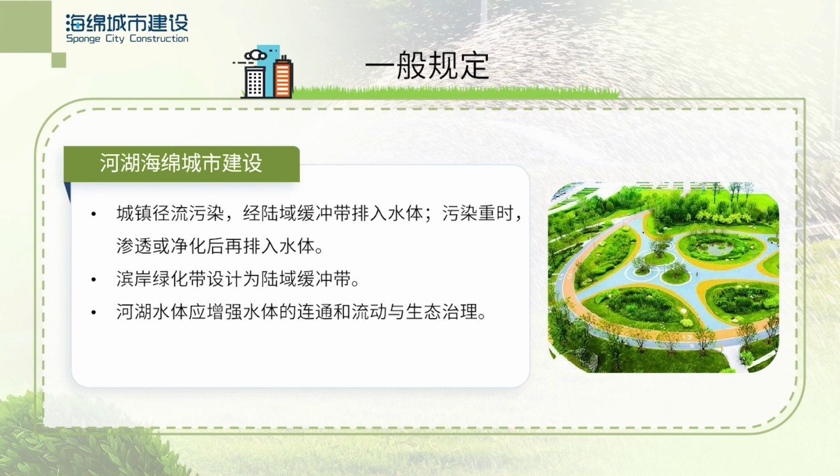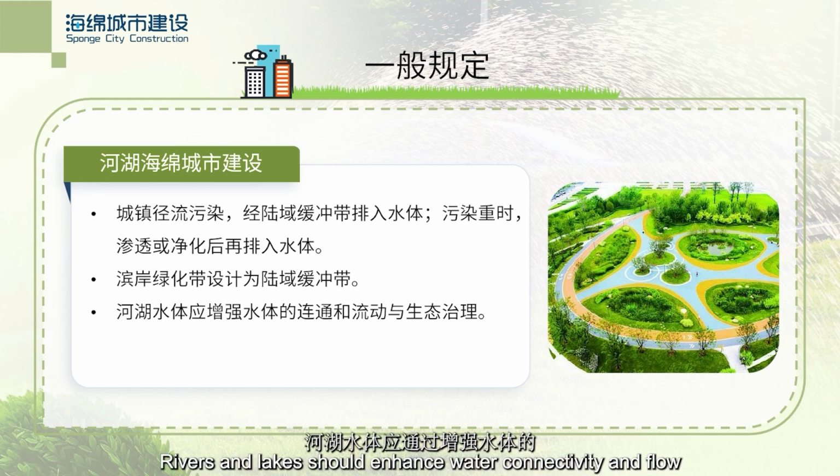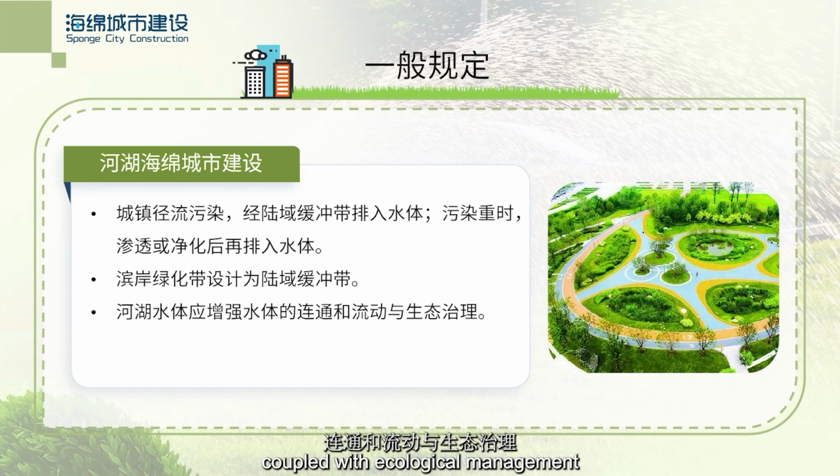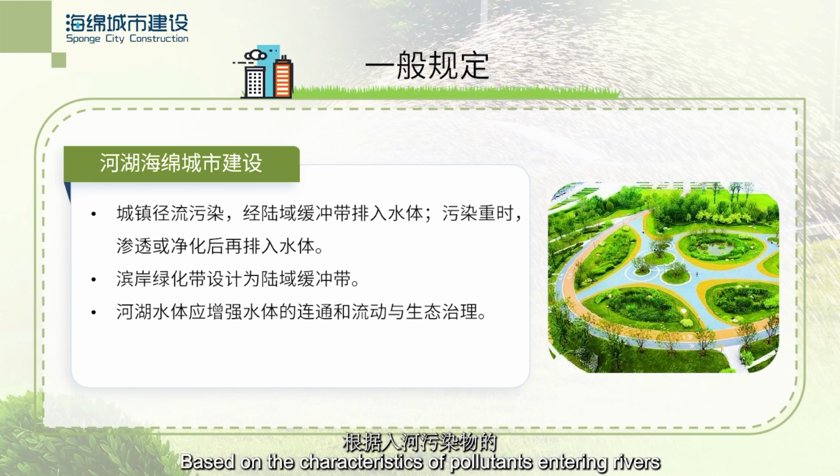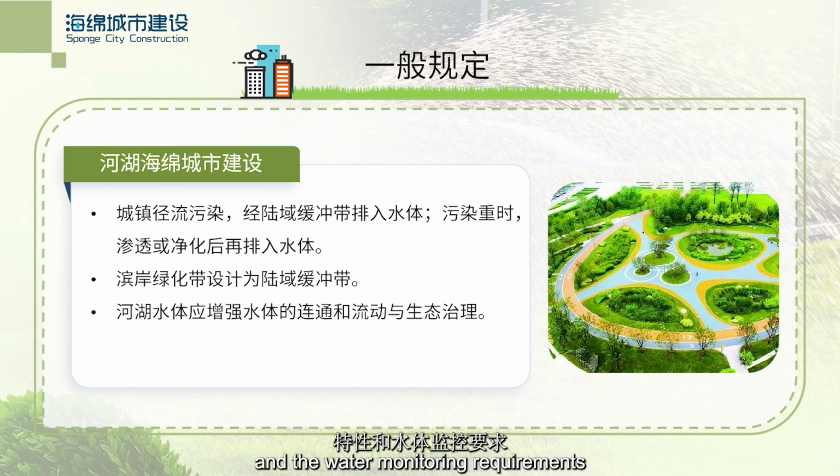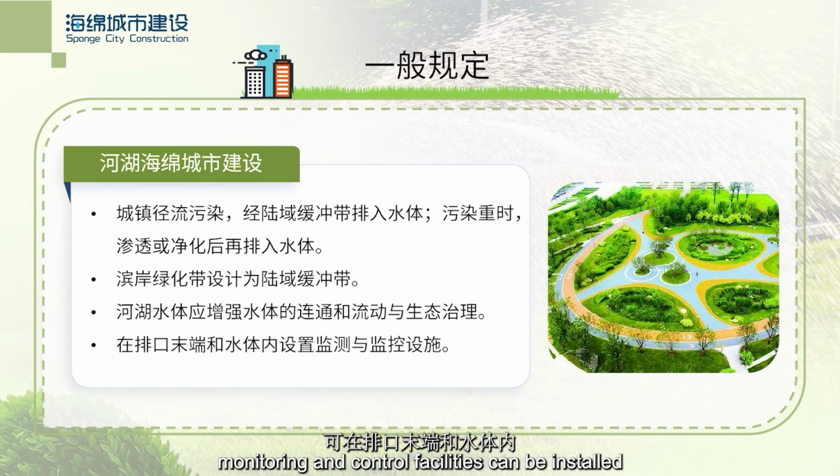water conservation. Rivers and lakes should enhance water connectivity and flow, coupled with ecological management to restore a healthy aquatic ecosystem, strengthen water purification functions, and improve water quality based on the characteristics of pollutants entering rivers and the water monitoring requirements. Monitoring and control facilities can be installed at discharge outlets and within water bodies.